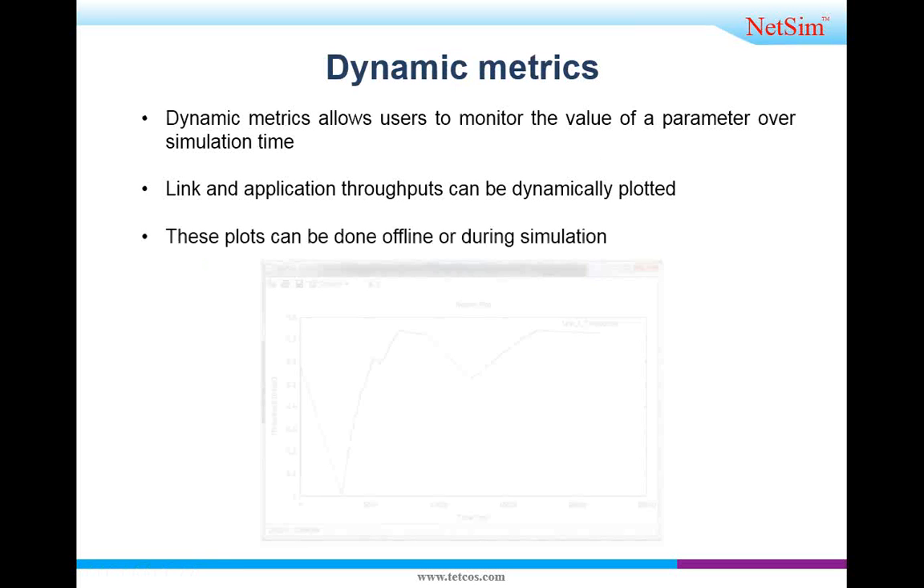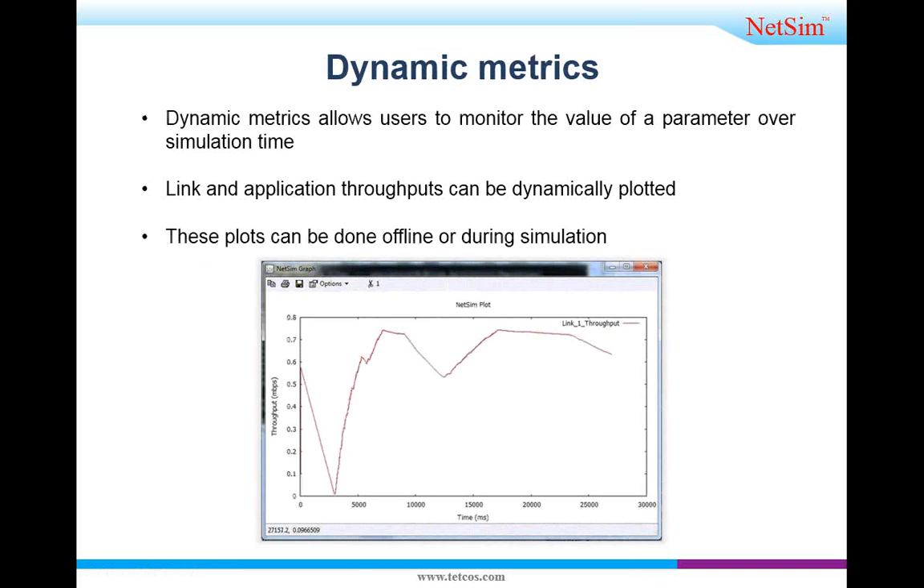Then dynamic metrics allow users to monitor the value of a parameter over simulation time. So it is very essential for researchers to understand the behavior of a network at any instant of simulation time. So in NetSim, you can see the link throughput, application throughput, and TCP congestion graph, which can be plotted dynamically. And these plots can be made offline after the simulation or during the simulation. That is an option you can choose while doing the simulation.